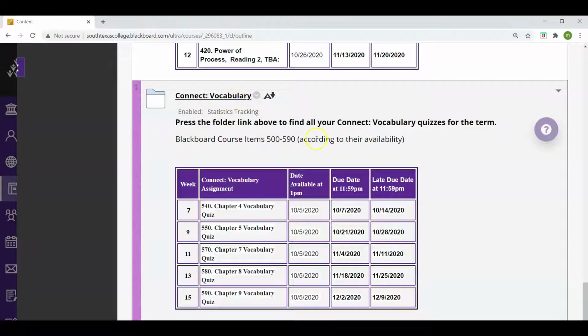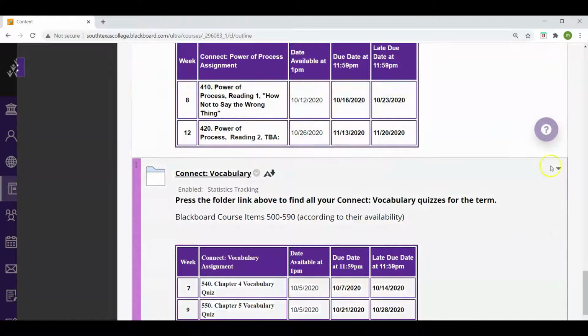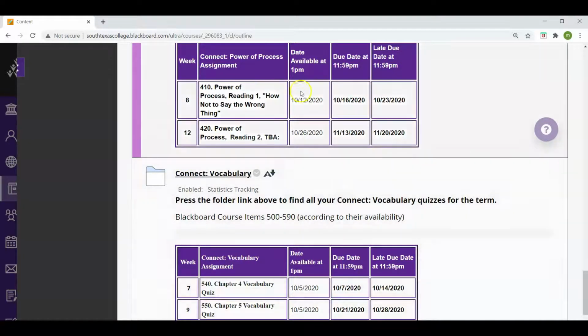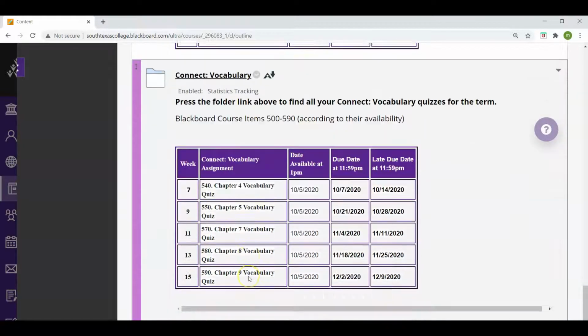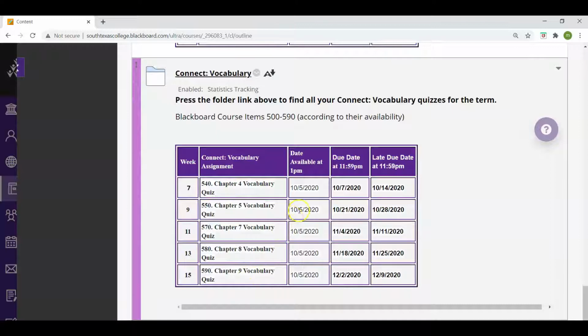And so notice there's no video. This video I'm producing will be right here. It'll be right in this location between these two items. So that then after the video you can see the items that you're trying to work on. But they're all available right now since 1 p.m., a few minutes ago. And this one is due 2 days from now.